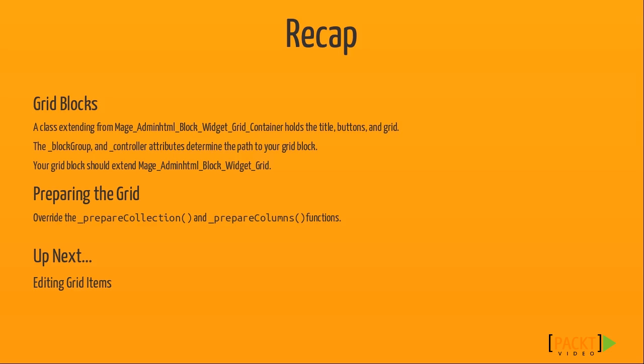So let's recap. In this video, I showed you how to create your grid blocks. Remember, you need to create two blocks in order to render your grid. First, you need the grid container, which contains titles, buttons, and the grid itself. Then you need to create your grid block in the appropriate place based on the block group and controller attributes of the container.